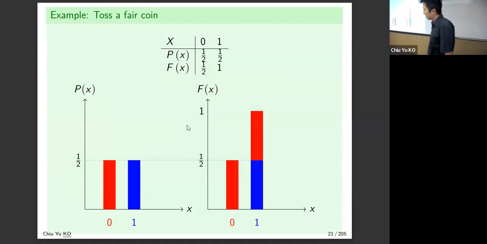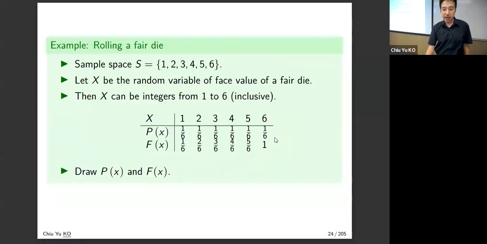And why do we have this? Because when we have a continuous random variable, then you will look at the F, the big F.